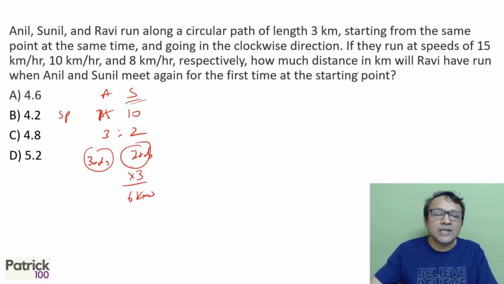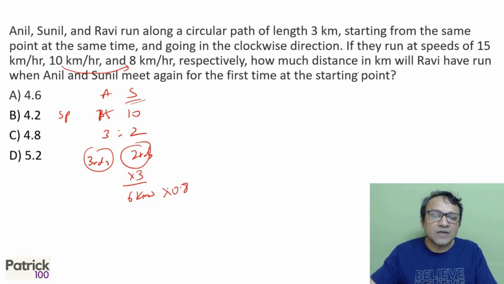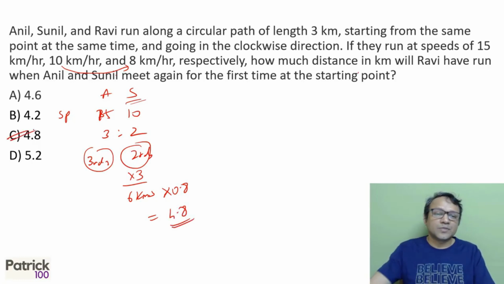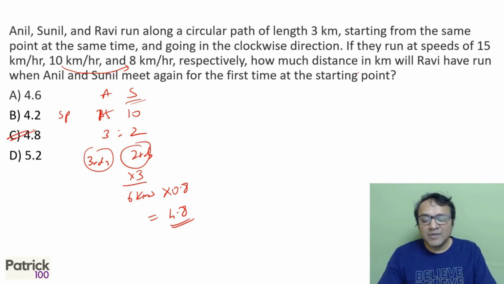When Sunil covered 6 kilometers, if you look at Ravi, Ravi's speed is 80% of Sunil's. So he'll cover 80% of the distance, which will be 4.8 kilometers. C option. Right? Ratio of speed is 3 is to 2, so when Anil covers 3 rounds, Sunil covers 2 rounds. Basically, 6 kilometers is what Sunil covers, and Ravi will cover 80% of it.